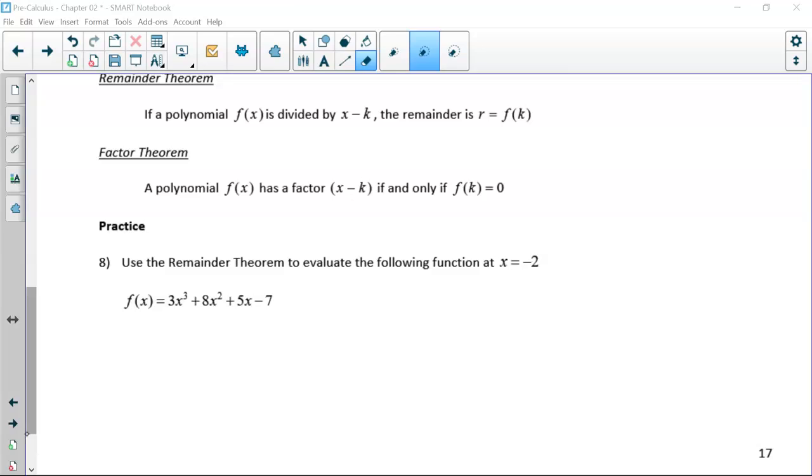Now, what the factor theorem says is that a polynomial f of x has a factor of x minus k if and only if f of k equals 0. What that's saying is that a polynomial has a given factor that's a binomial of degree 1 if the remainder is 0. And that's all it's saying. When we go through that synthetic division, we're going to get a remainder of 0. Let's look at some examples on the next page.